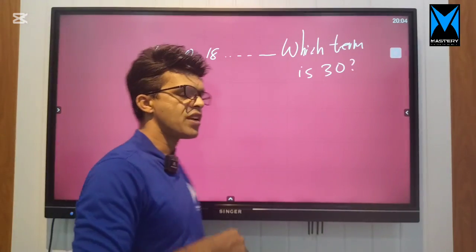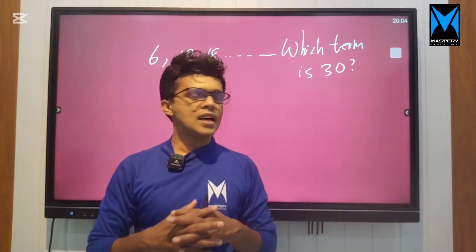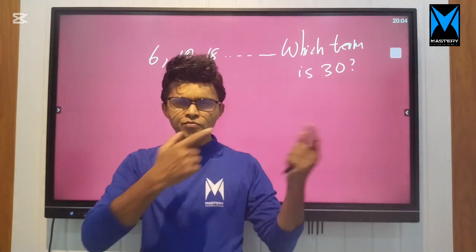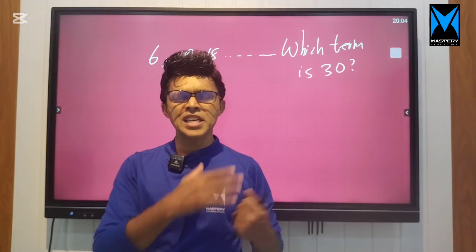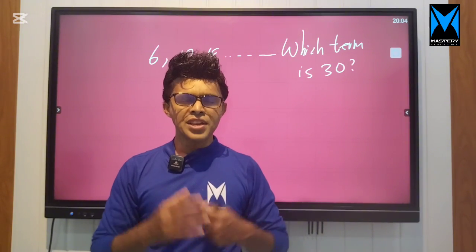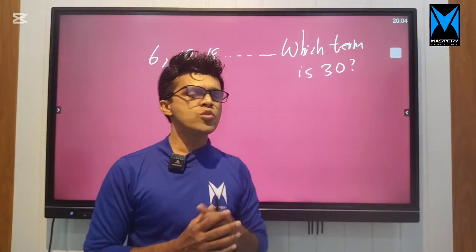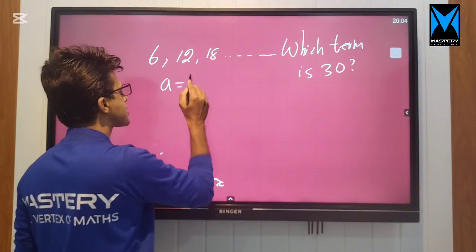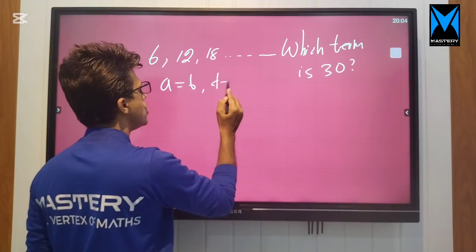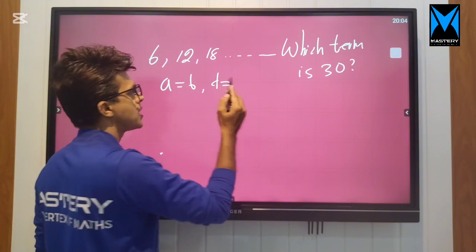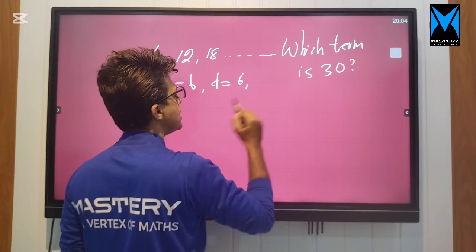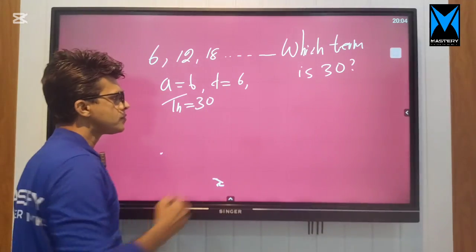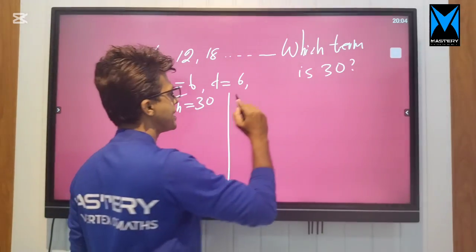When the question asks which term, you need to find the value of n here. In the previous questions we knew the value of n. Here we do not know the value of n. How do we do this? Then a equals 6, and d, the common difference, is 12 minus 6, which is 6. We do not know the value of n here. Tn equals 30. Now let's calculate the value of n.